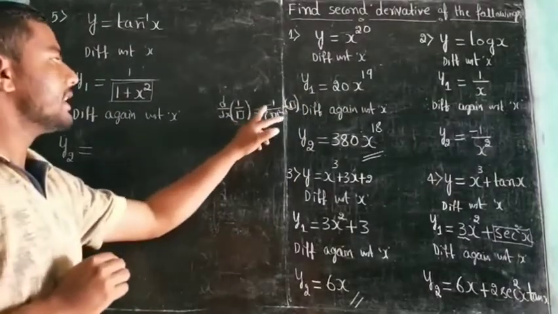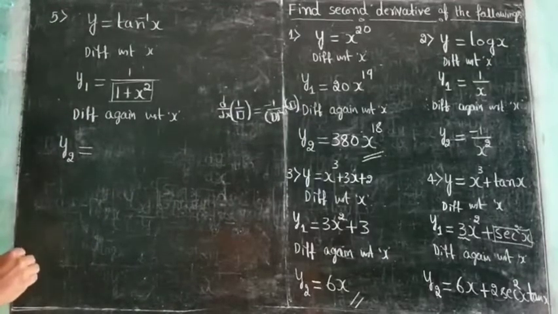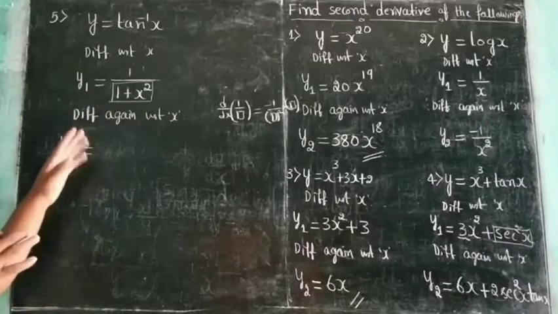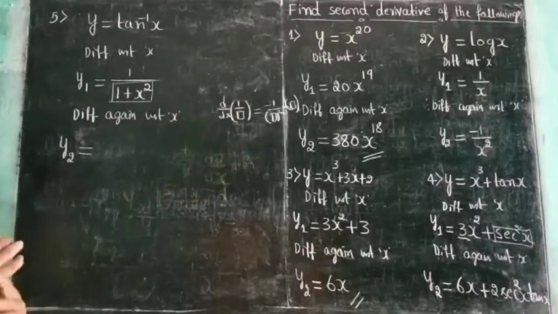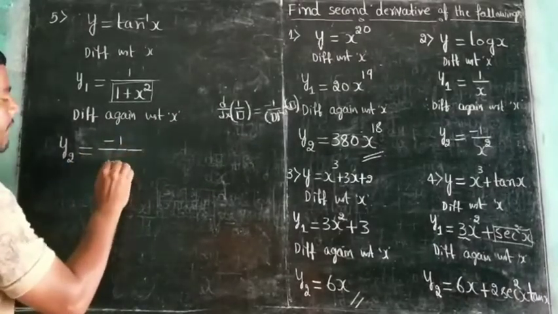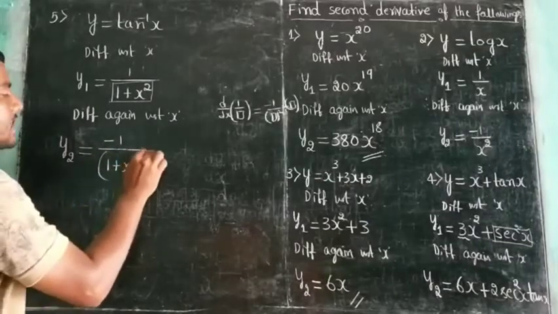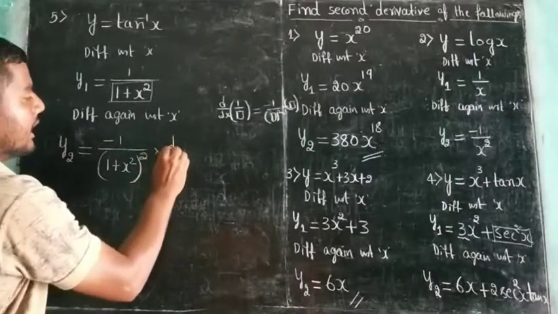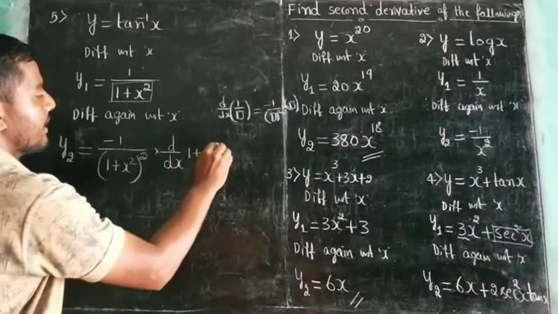1 by dabba, minus 1 by dabba square into d by dx of dabba. So in the same way, we apply the second method. First method is easy, that is u by v, the quotient rule. In other words, by using the chain rule, that is minus 1 divided by dabba square. Dabba square is nothing but (1 plus x square) whole square, minus 1 by dabba square into d by dx of dabba. Dabba is nothing but 1 plus x square.